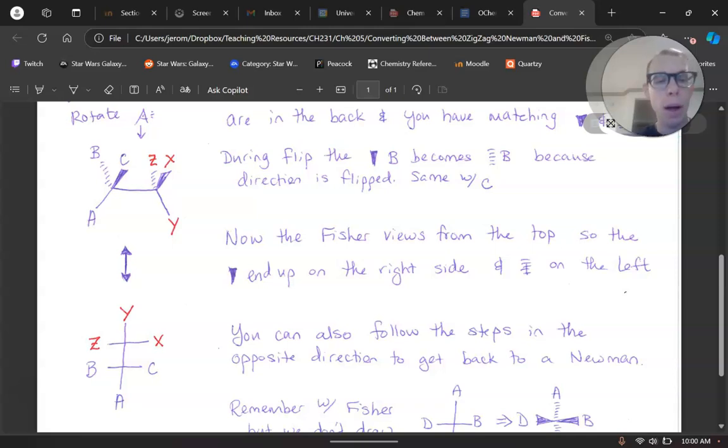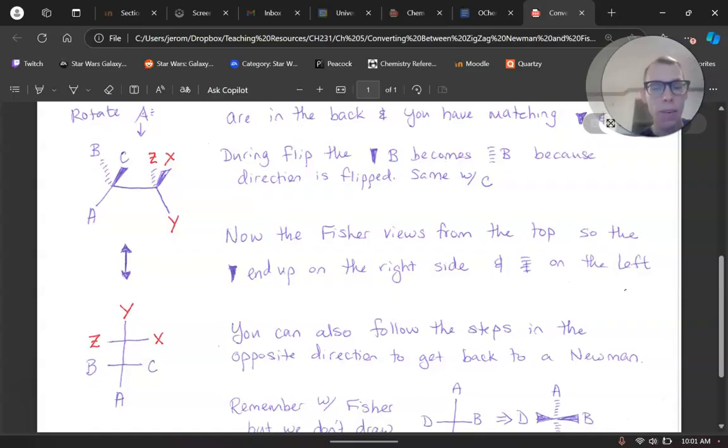Again, when we're thinking about our directions, when I'm looking directly from the top, things that are coming out of the page are going to be on my right side, and things going into the page are going to be on my left side. So my X and my C, which are my wedges, are going to be on the right, and my Z and my B are going to be on the left side. And that now gives me a full Fisher projection.